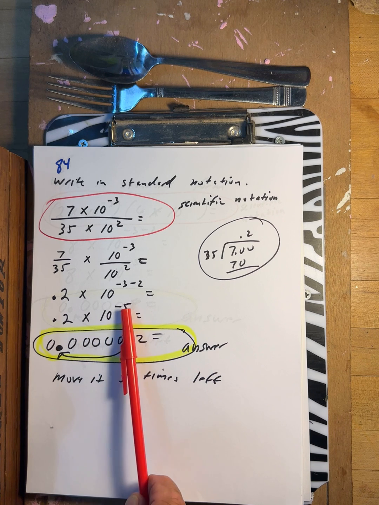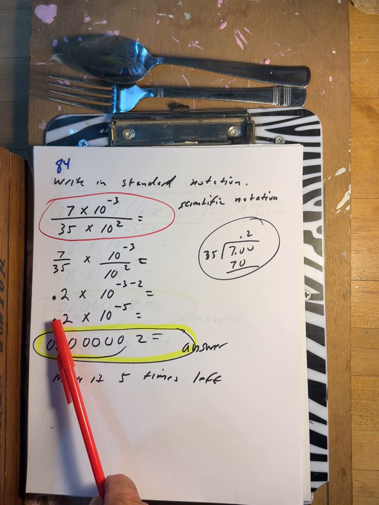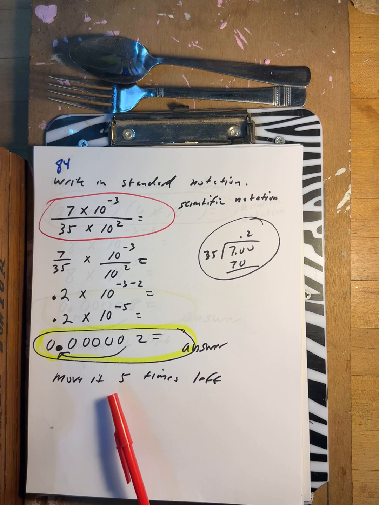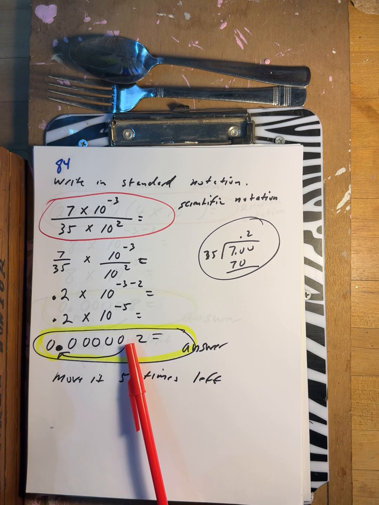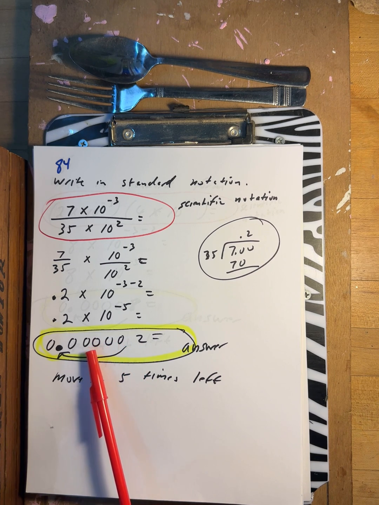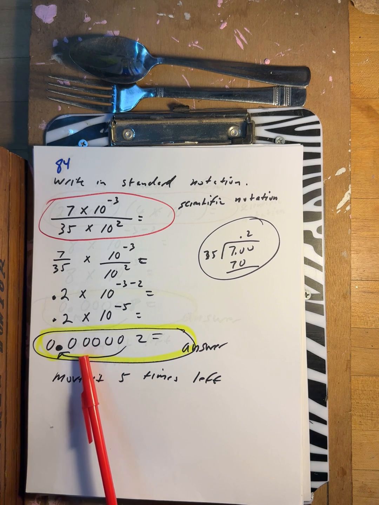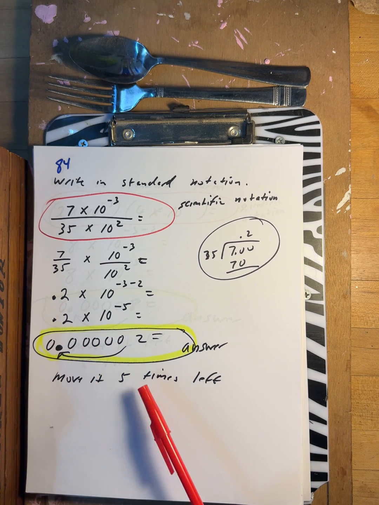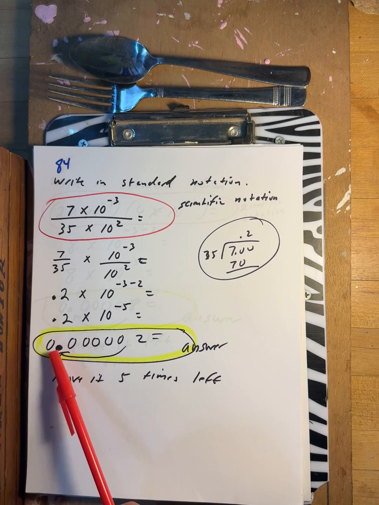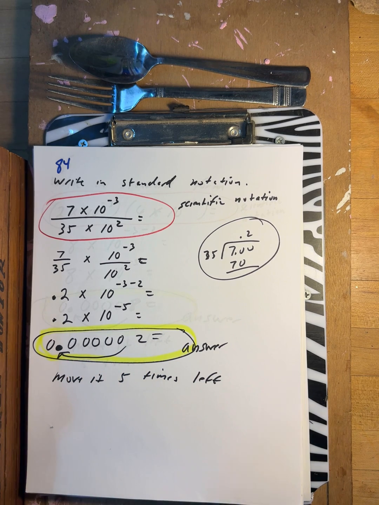And what does that mean? Now it's a negative power, so you need to move the decimal to the left. How many times? 5 times. So we're going to start here. 1, 2, 3, 4, 5. Do it again. 1, 2, 3, 4, 5. There's the answer right there.